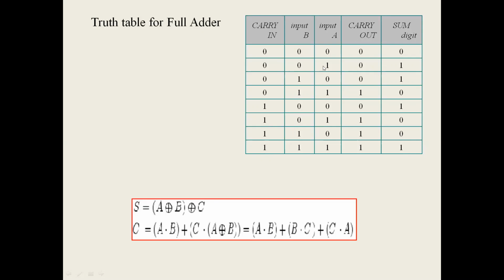If you just add this, like C bar B bar A plus C bar B A bar plus C B bar A bar and C B A, I'm talking of sum, if you just add these valid outputs, you will get the sum is equal to A XOR B XOR C. And similarly for carry, you will get C bar B A, C B bar A plus C B A bar plus C B A, and the whole expression you will get like this.